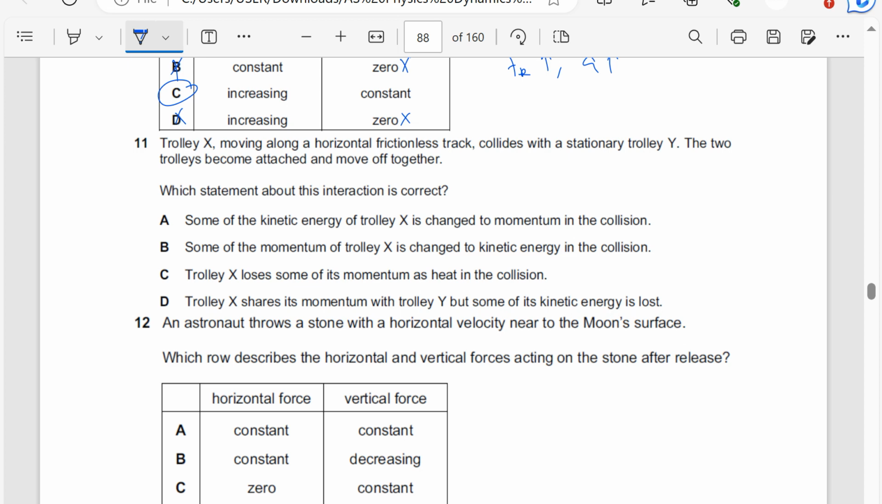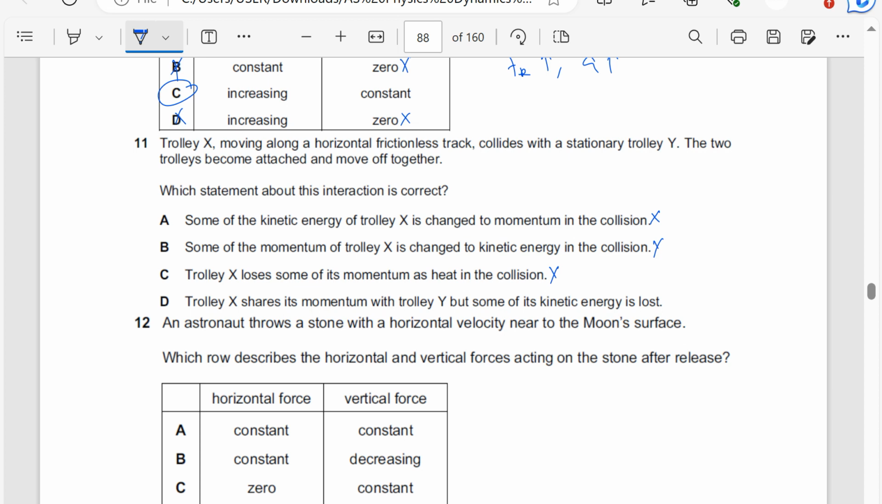So which statement about this interaction is correct? Some of the kinetic energy of trolley X is changed to momentum in the collision. Kinetic energy cannot be changed to momentum. Some of the momentum of trolley X is changed to kinetic energy. That is not possible. Trolley X loses some of the momentum as heat in the collision. Momentum cannot be lost as heat. It's energy which is lost as heat.